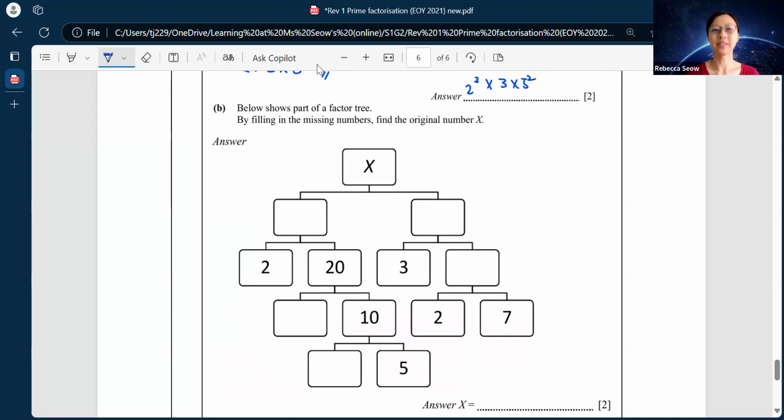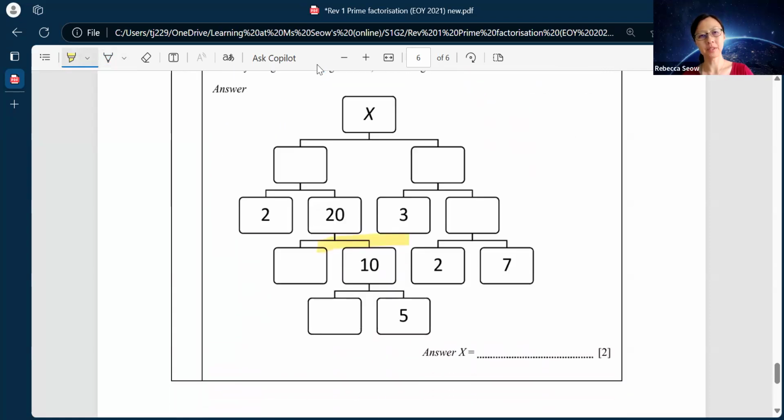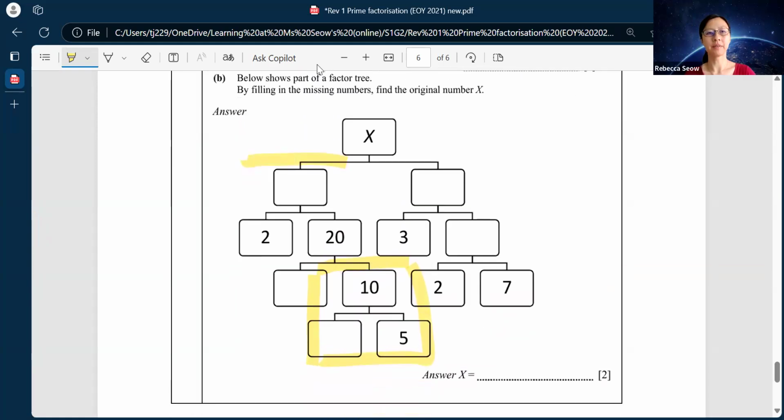Now, the last question. Finally, they brought out factor tree. How do we find the tree? If you remember, when you learned factor trees, the bottom 2 numbers will multiply to give you the one on top. Okay, so I think what we can do is we could possibly start from here. Yeah, we could start our working from here. And we could also start our working from here.